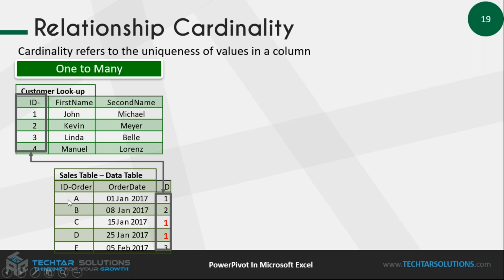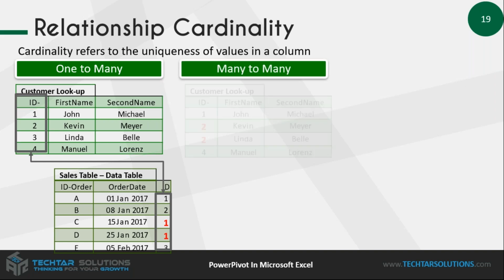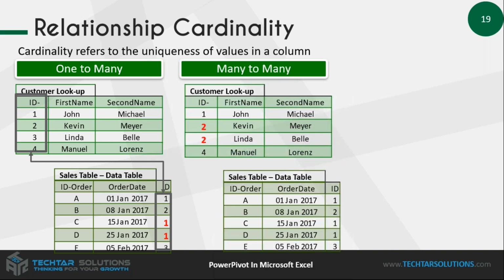We can see that for ID order A, the order was placed by Mr. 1, that is Mr. John. On B, the order was placed by Mr. 2, that is Kevin. On ID order C was placed by Mr. John, since we have ID 1. D order also placed by Mr. John. So this is how we create one-to-many. In our lookup table, we have only a single uniquely identified primary key, used multiple times in the data table as foreign key.